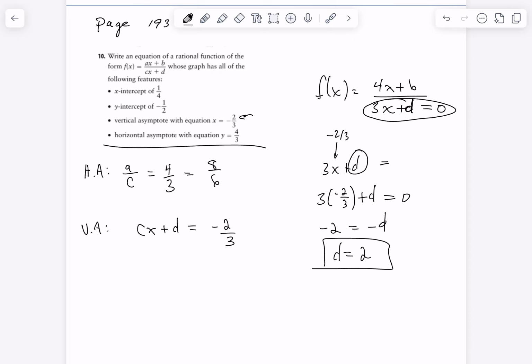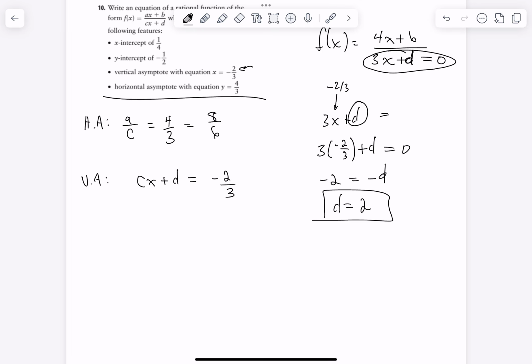Okay, so we've got one more component to solve for now, right? So basically, if I rewrote my equation, it's starting to look like this. f of x is equal to 4x plus b over 3x plus 2. And you can see there that if I input -2/3 for x, I'm going to get 0 in the denominator. So there's your vertical asymptote right there, where 3x plus 2 can't be 0, right?